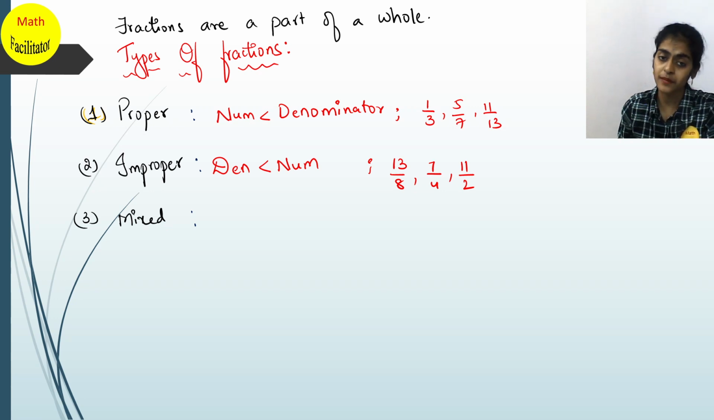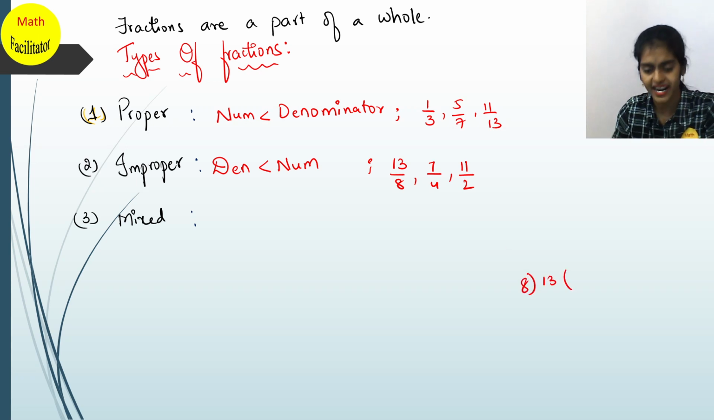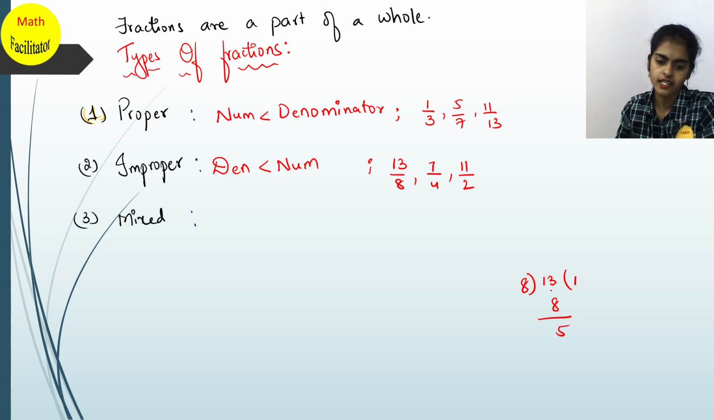Let's talk about mixed fraction. This improper fraction which we are seeing now, 13 by 8: if I divide this, 8 ones are 8. What is the remainder? 5 is the remainder, isn't it? 13 minus 8 gives you 5. So for this fraction 13 by 8, after dividing, I am getting the quotient as 1 and the remainder as 5. This I can write as a mixed fraction.